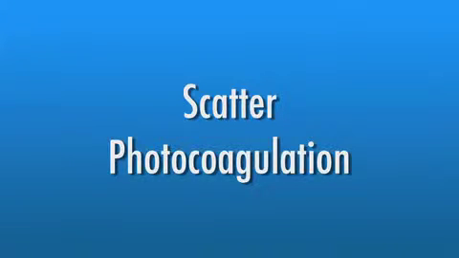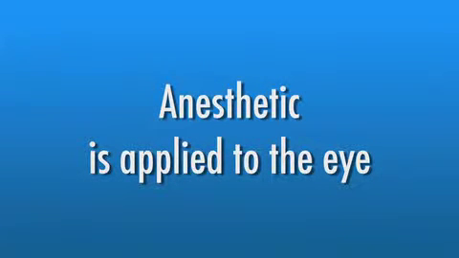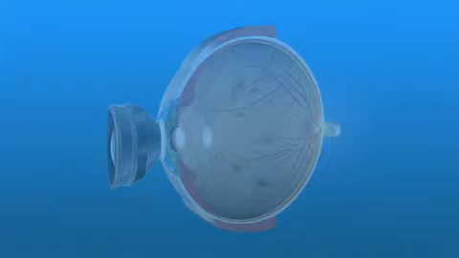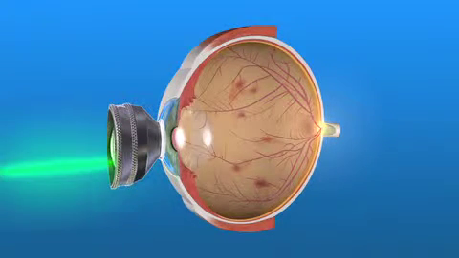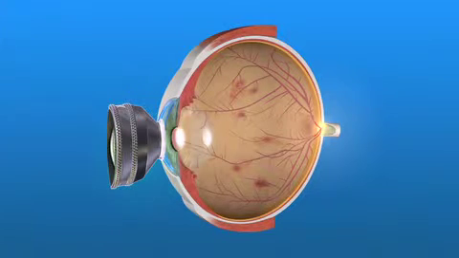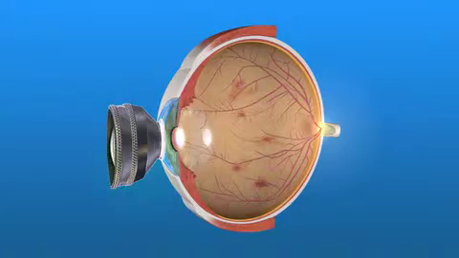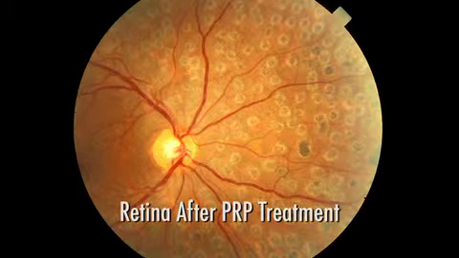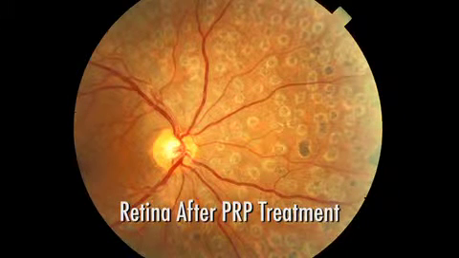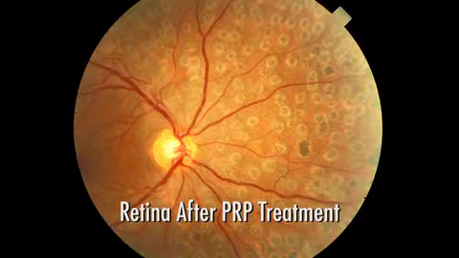The treatment is usually performed in an office setting. For comfort during the procedure, an anesthetic is applied to the eye. The laser is applied to the peripheral retina, avoiding the central macula. This causes the blood vessels to shrink and often prevents them from growing again in the future. It also decreases the chances of the blood vessels bleeding into the vitreous or causing a retinal detachment. In some cases, multiple laser treatments may be necessary.